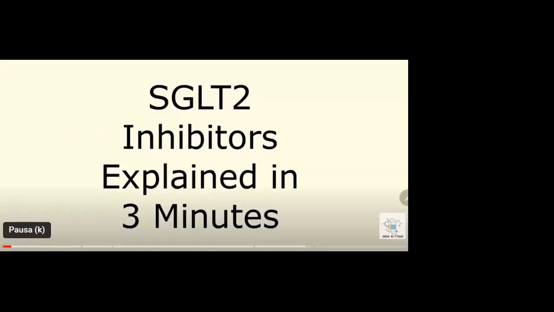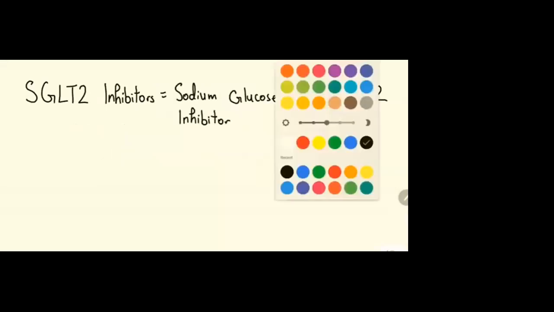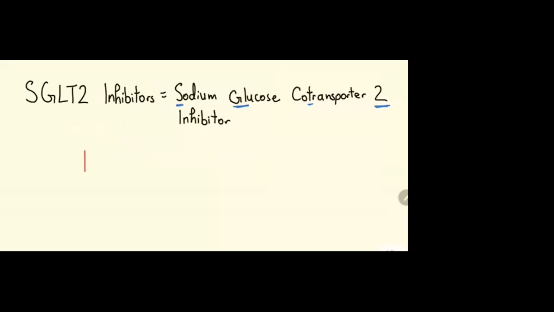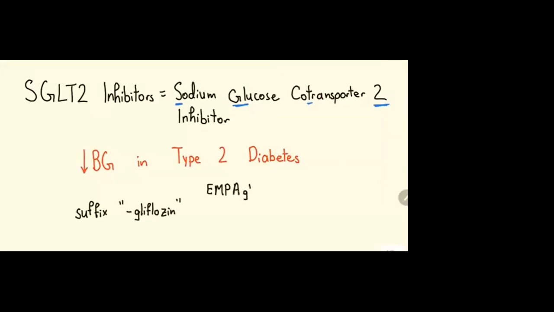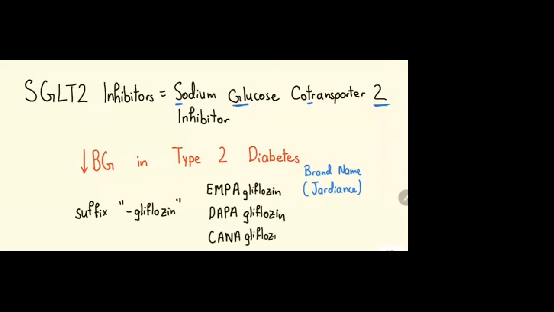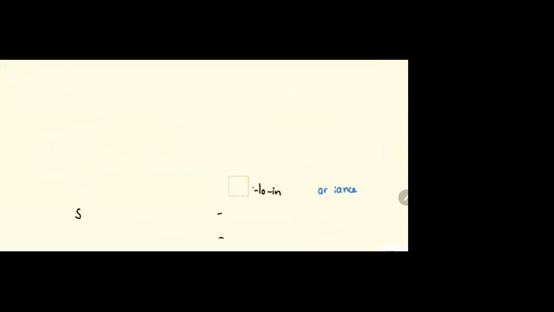In 3 minutes, let's begin. The SGLT2 inhibitors, or sodium glucose cotransport 2 inhibitors, are one of the newer medications used to lower blood sugar in patients with type 2 diabetes. These drugs can be identified by their suffix gliflozin. For instance, empagliflozin, or its brand name Jardiance, or dapagliflozin, or canagliflozin.